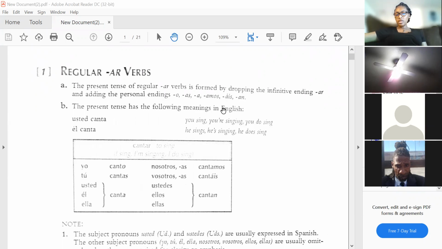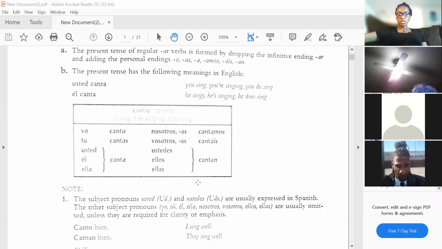We haven't really been learning vosotros, but that's áis and an. So vosotros, which is shown here, is another subject pronoun that's mostly used in other Spanish-speaking countries like Spain. So it's not very common in the Latin American community.